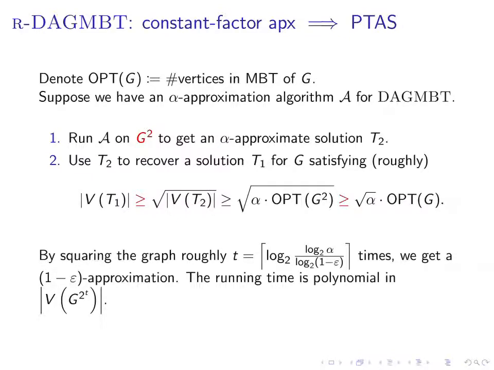So we remark that by squaring the graph roughly t times, where t is a function of two given constants, alpha and epsilon, then we can have a 1 minus epsilon approximation. And the running time is polynomial in the number of vertices to the some function of t. So this is okay because we're focusing on a p-test, not an f-p-test.